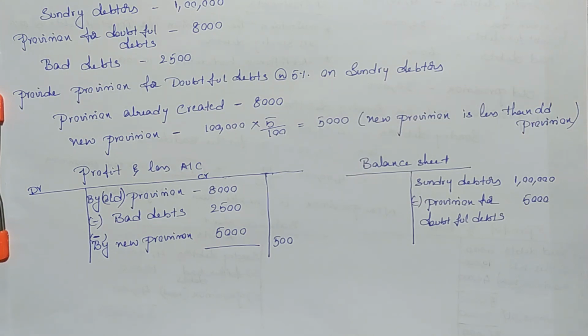When the old provision is greater than new provision, then we will mention all these account balances on the credit side of the profit and loss account. When the old provision is less than new provision, then we will mention these account balances on the debit side of the profit and loss account.